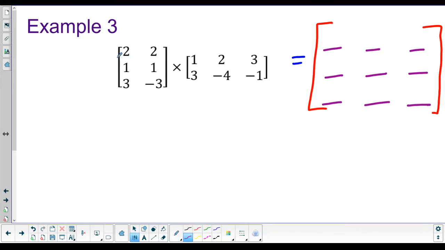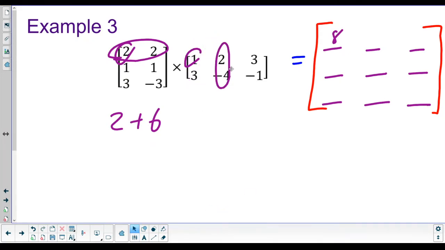So we're taking rows of the first matrix, multiplying and adding up everything with the columns of the second one. So this is going to be 2 times 1 is 2, plus 2 times 3 is 6. So that's 8 for the first one. Now we go over a column.